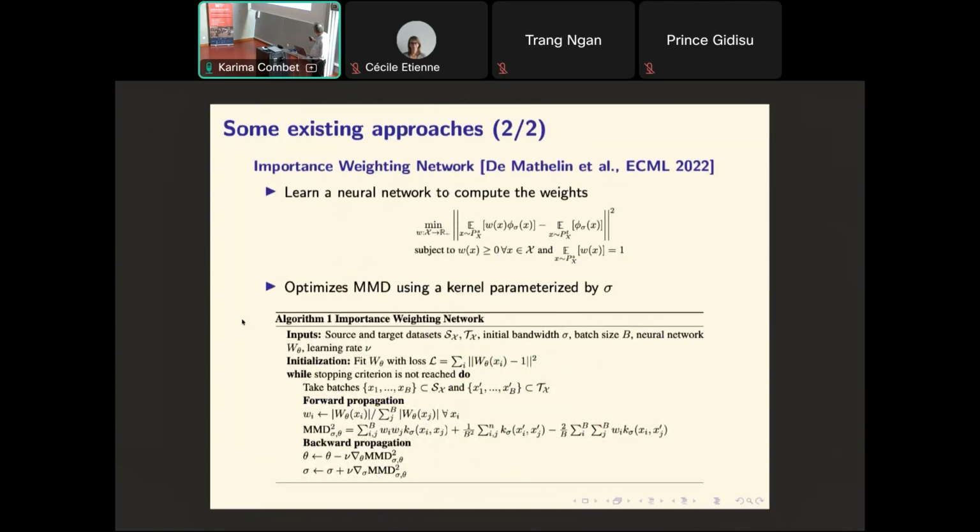Also, another idea is that you can learn a neural network, W here is a neural network, and you try to learn a neural network that will reweight the source data automatically to make source and target closer. And you can do this in a feature space, like the space that is provided by a neural network. Okay. So here, in this case, what we try to do is to learn the weighting scheme that allows the source to be close to the target.